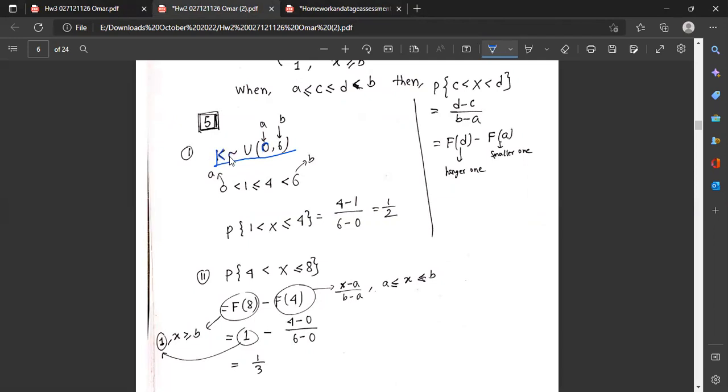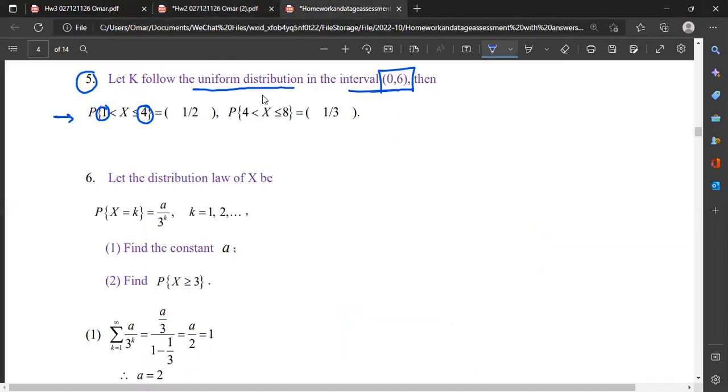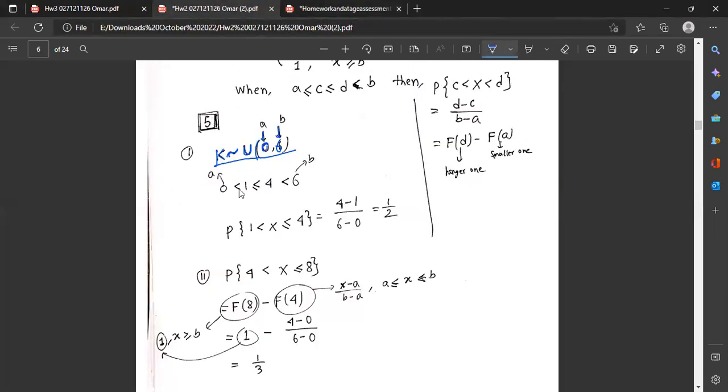K follows, this is the symbol for follows, uniform distribution, that is U, and then the parameter is 0, 6. So here 0 is A and 6 is B, okay? And then we have to find the probability of X where X is greater than 1 and less than or equal to 4, right?